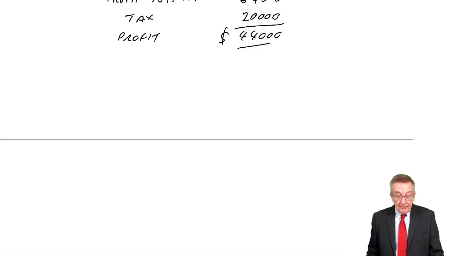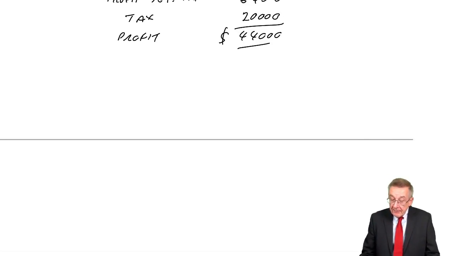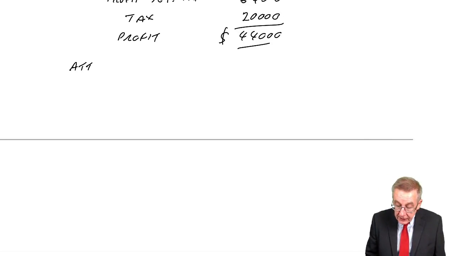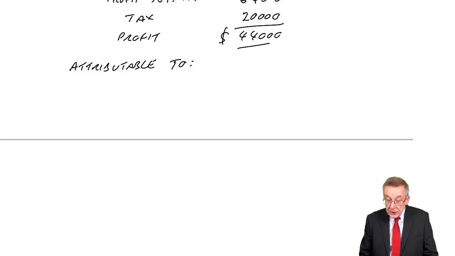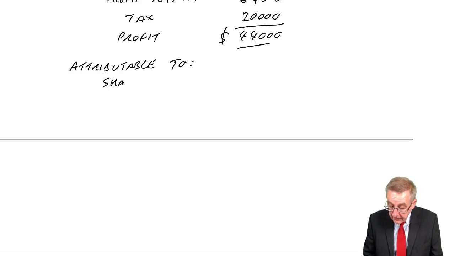What about these two little bits below? We have to show whose that is attributable to. How much of that profit belongs to shareholders of the parent company? How much belongs to the non-controlling interest?